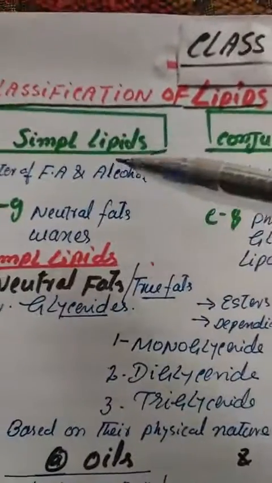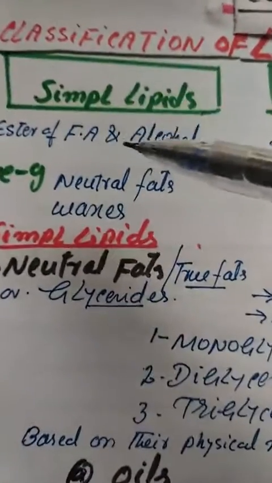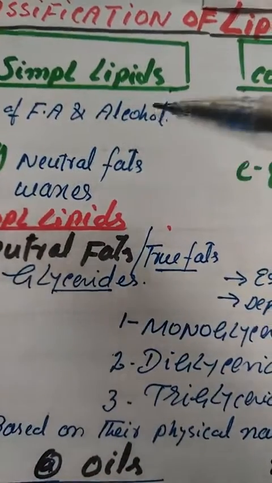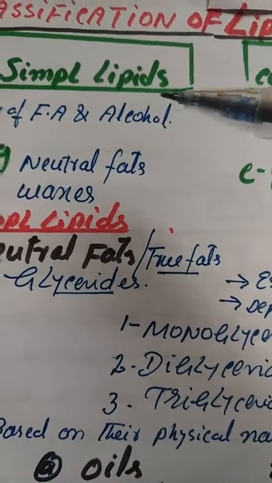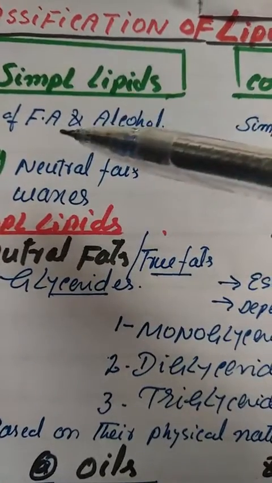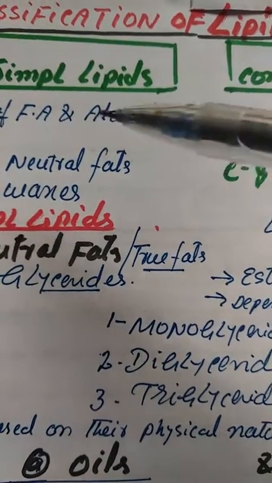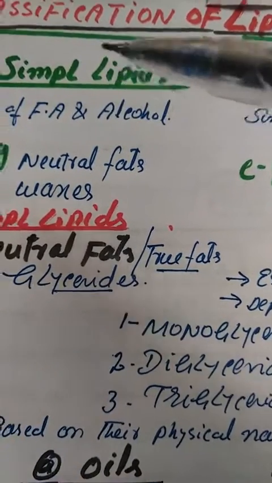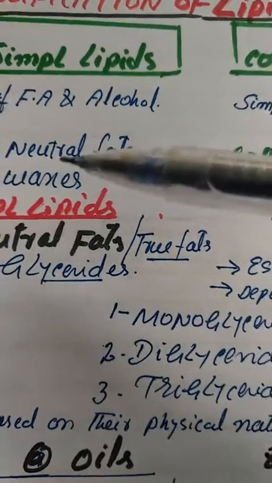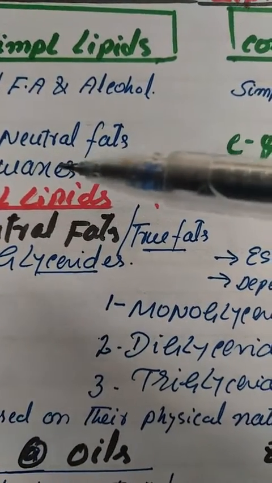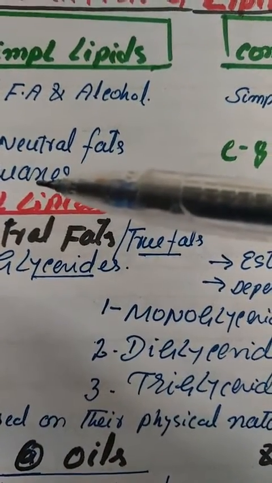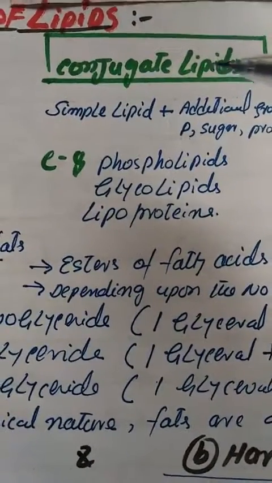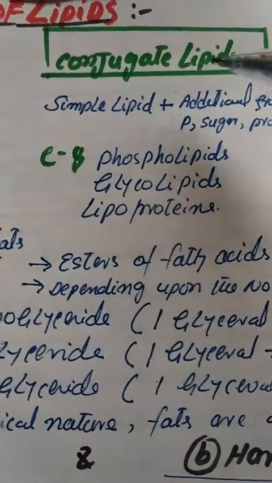So far as the simple lipids are concerned, they are actually the esters of fatty acid and alcohol. That is, they are formed by the combination of fatty acid and alcohol through ester linkages. These simple lipids include neutral fats and waxes. The second type of lipids are known as conjugate lipids.